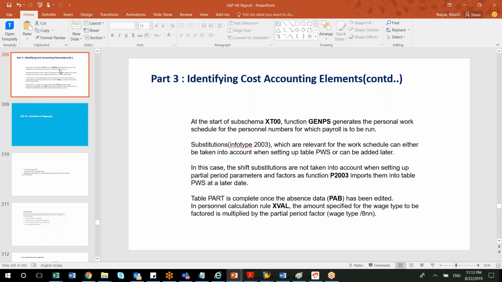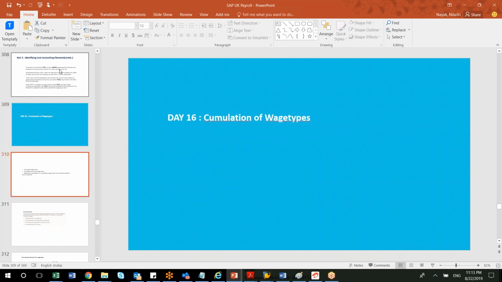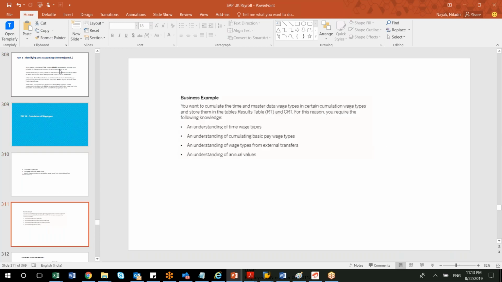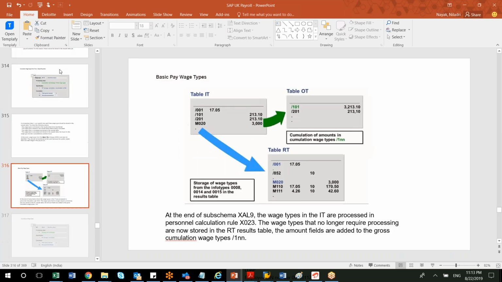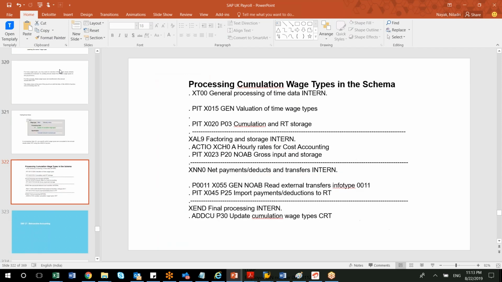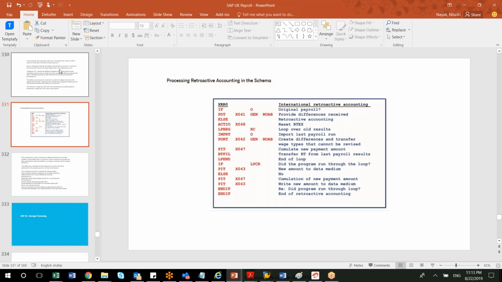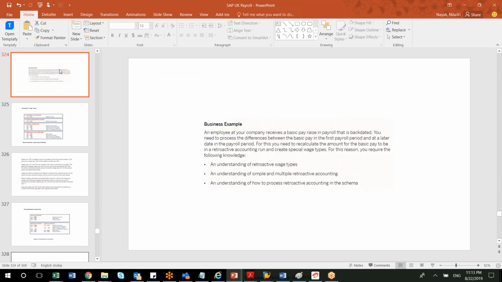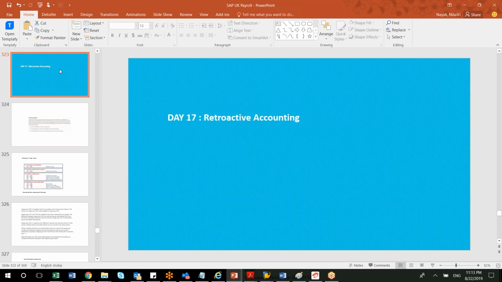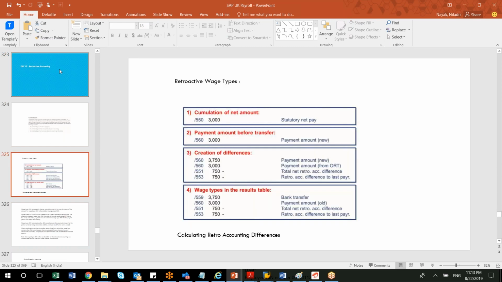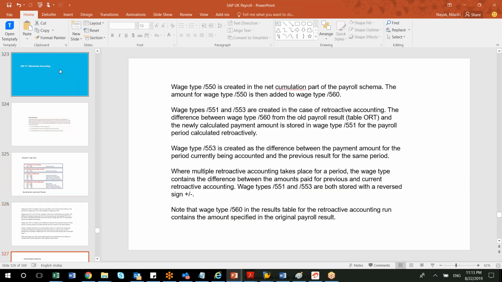Don't worry. In section number 16 we have another 3 topics. Cumulation, and after that I'll be covering retroactive accounting, which is also an easy one. We'll be doing a retro calculation. It will not take more than 15 to 20 minutes to explain how these differences are calculated and how they are carried forward. So I'll be explaining the retro.